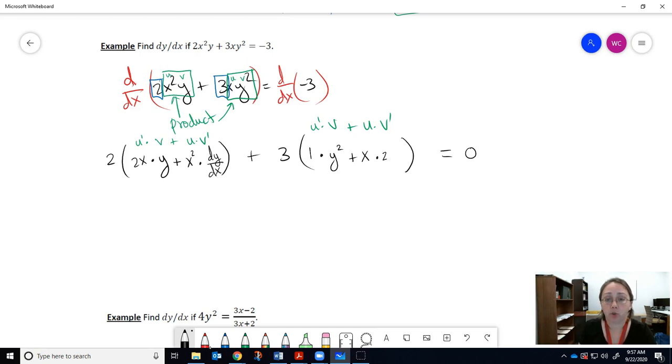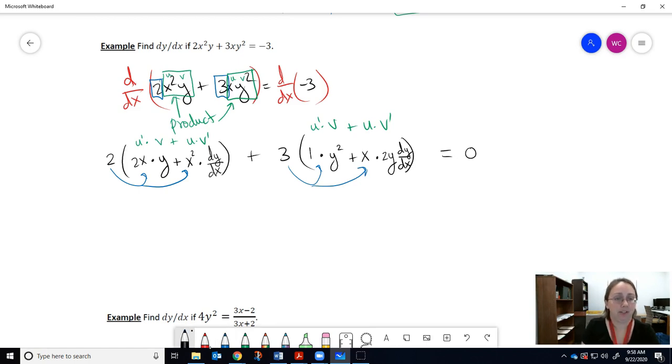So y squared is 2y, but then you need the derivative of y with respect to x. All right? That's it. Derivative is done. All you have to do now is simplify so that you can find dy/dx. Get it by itself. To do that, distribute your 2 and distribute your 3.